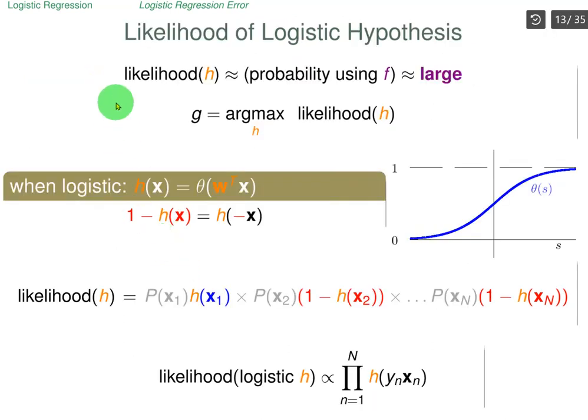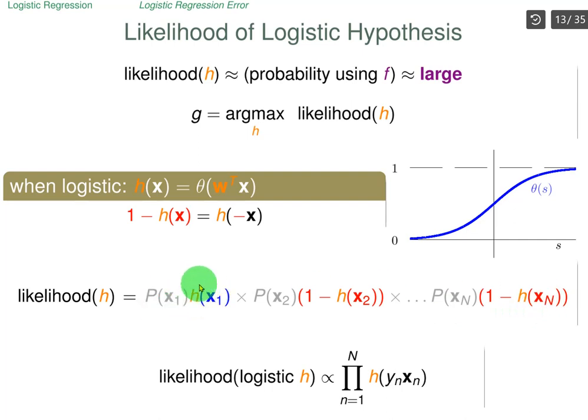Now the task is to maximize the likelihood of h, which means that we are maximizing the probability of using our target distribution. Okay, it should be large. Then we need to find the objective function that will allow us to select h with the maximum likelihood and declare it as our g. The likelihood of the logistic hypothesis is defined as follows.